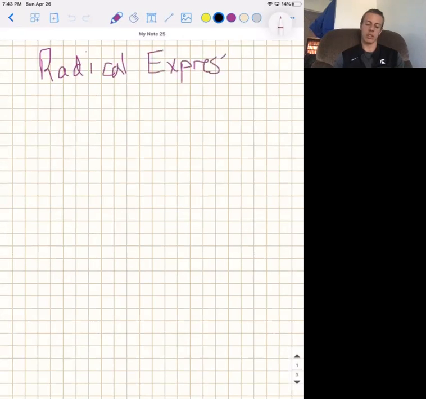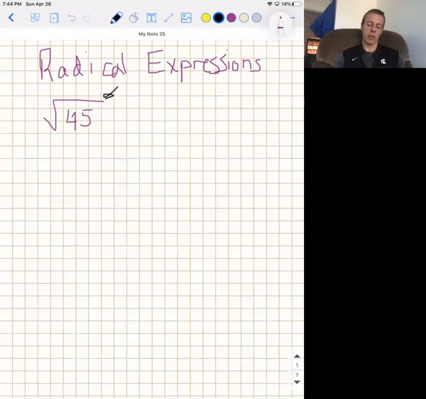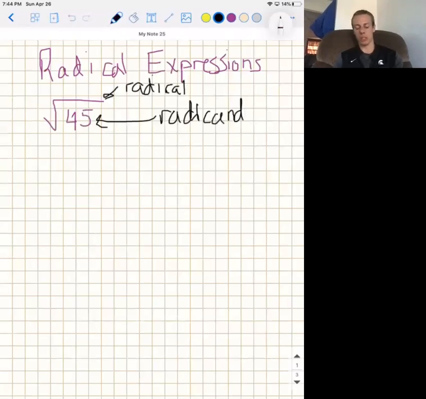So the first thing to know is, what the heck is a radical? Let's just say, for example, we have the square root of 45. This square root sign right here is what we call the radical. And the number under the radical, so this 45, is what we call the radicand. Don't ask me why they call it that, but that's just what mathematicians decided to name it.